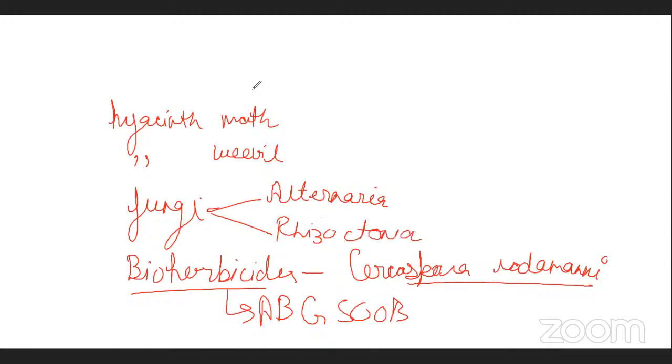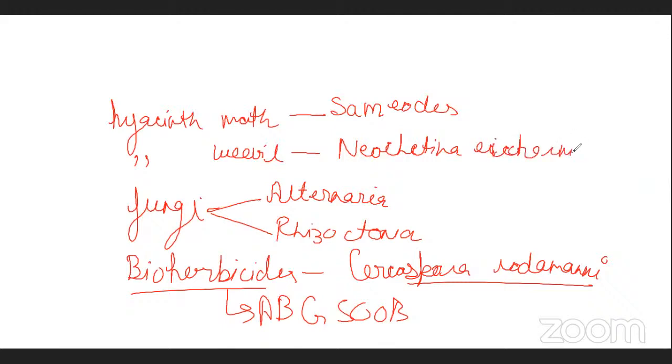Rhizoctonia. And the hyacinth moth's name is Sameodes, and the weevil is Neochetina eichhorniae. So many things are there related to the water hyacinth over here, and this one is among the 18 most serious weeds.